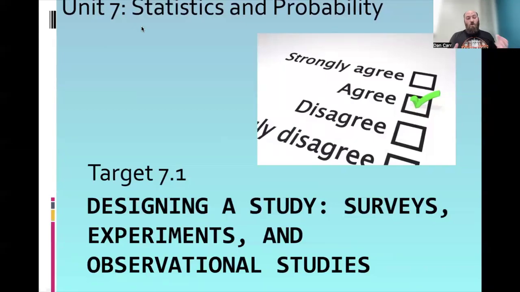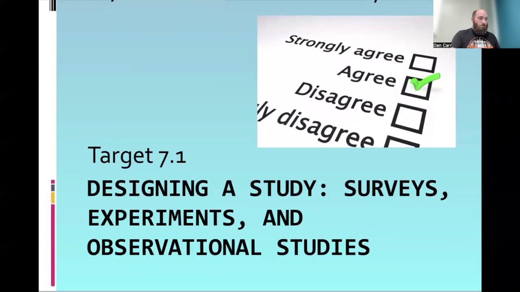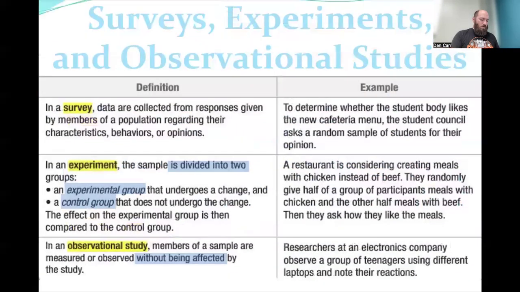Today we're going to be looking at our new unit on statistics and probability. Today for 7.1, we're going to talk about mostly vocab stuff, talking about designing a study here. Okay, so some of the things that we want to look at.